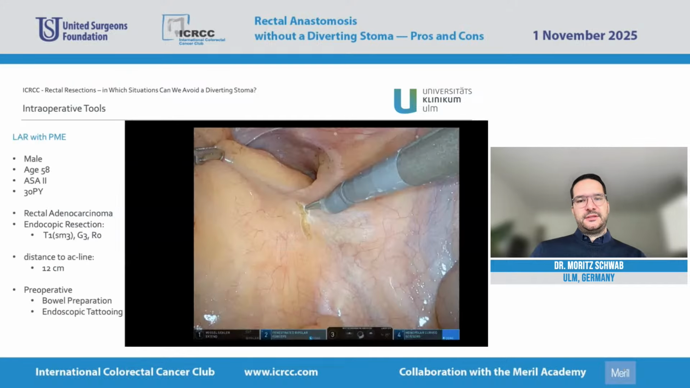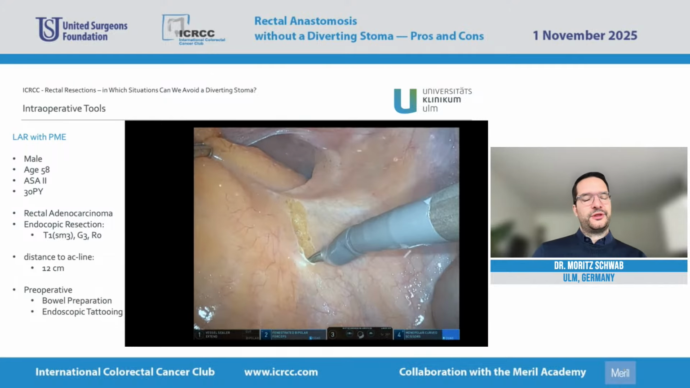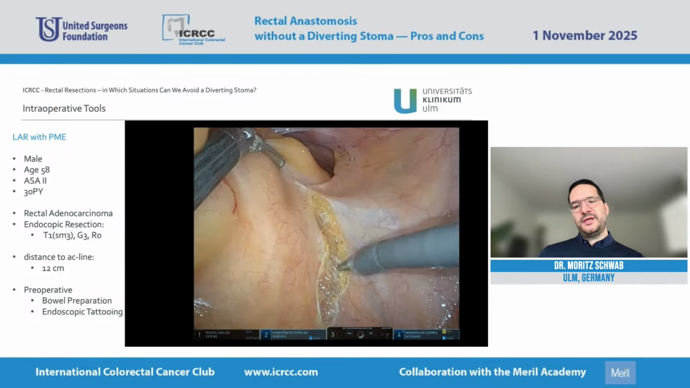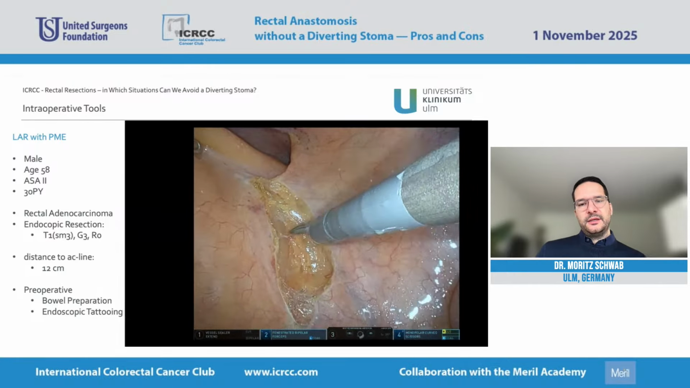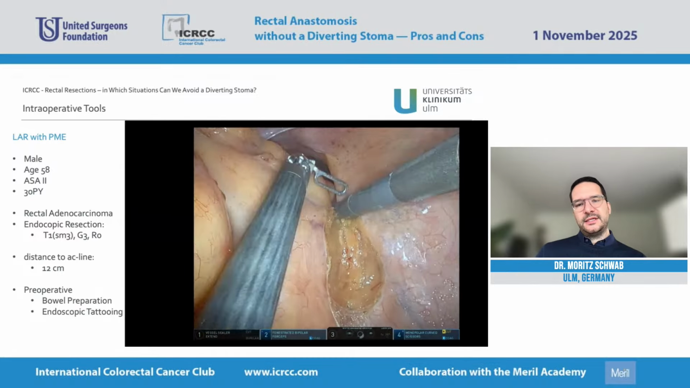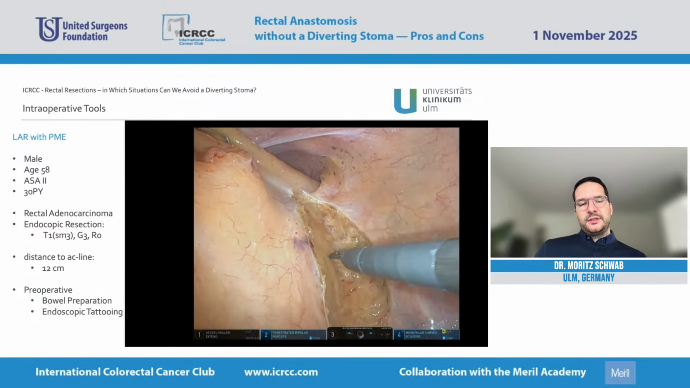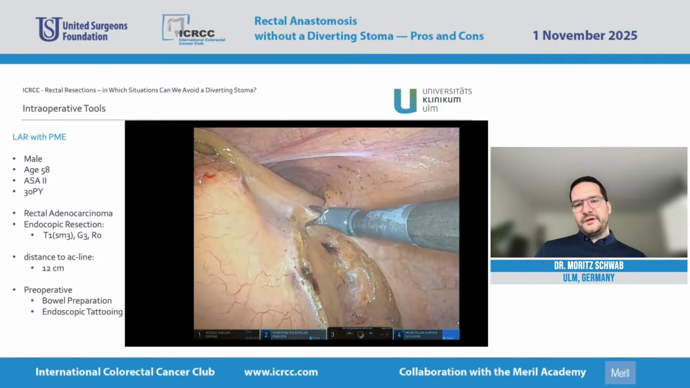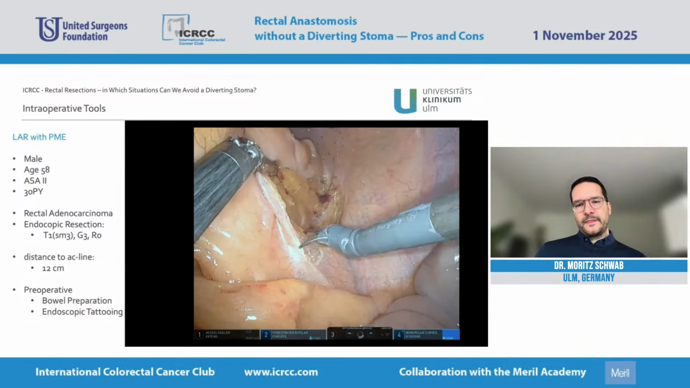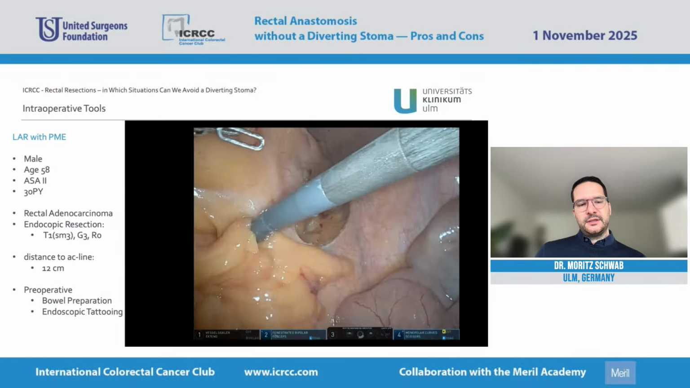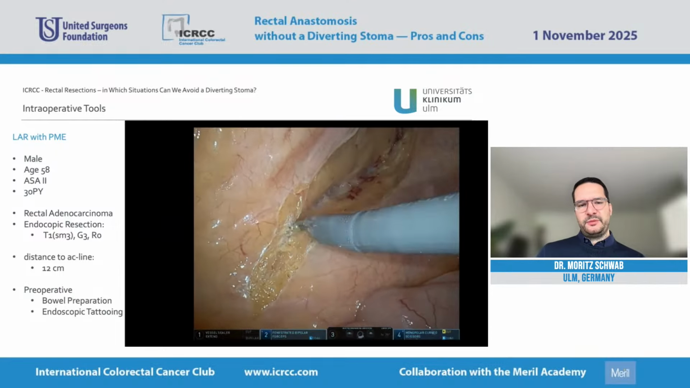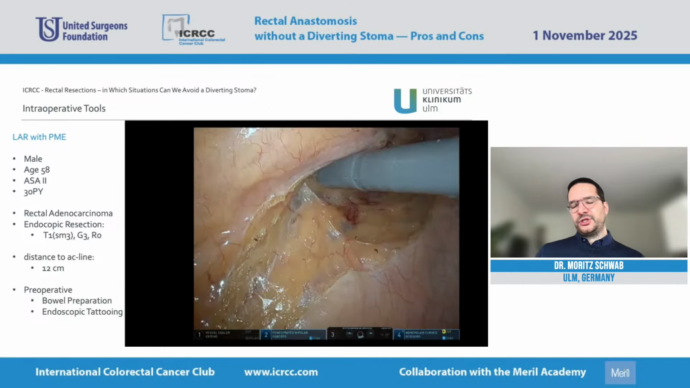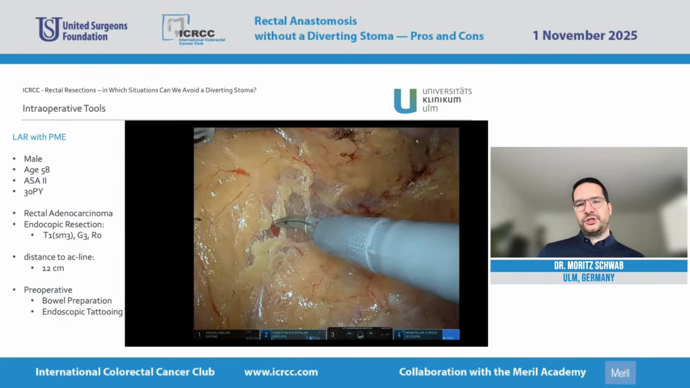So I brought a case, let's say a normal LAR case with a tumor 10 centimeters from the anal verge. We planned a PME on a male, age 58, with an ASA 2 score. The tumor was a small one, so we did an endoscopic tattooing before the procedure, and as always, we prepared with a bowel preparation and antibiotics before the procedure.